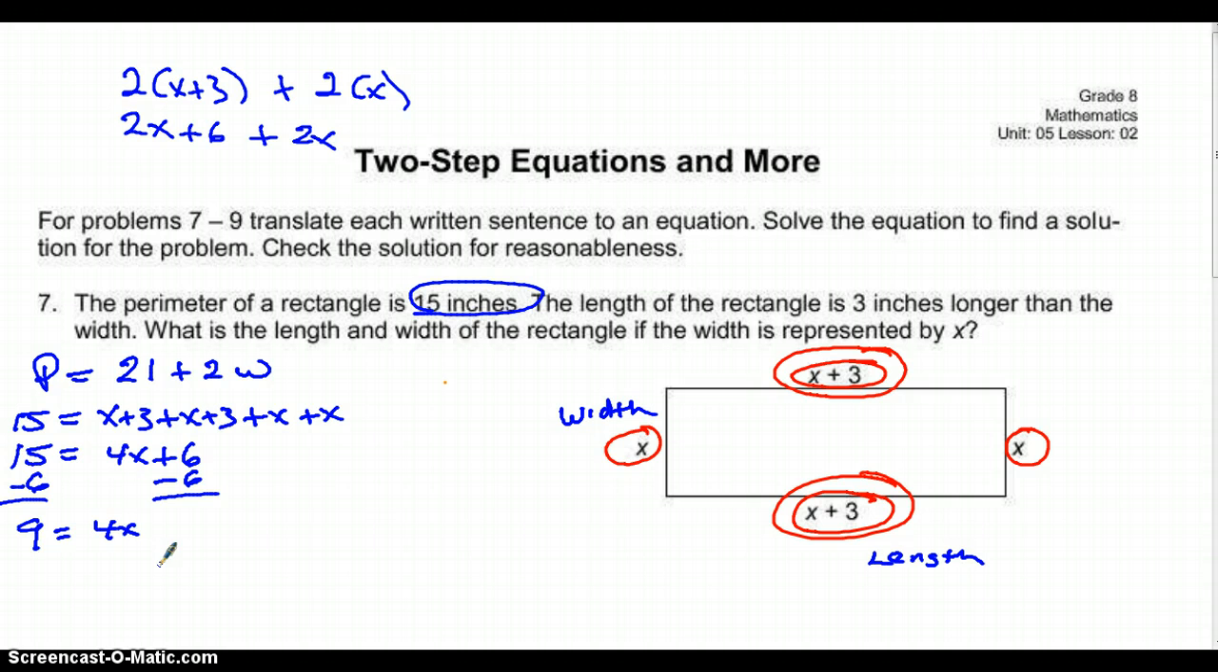So now I need to what? Divide by 4. That's going to give me 1x. So x will equal, and let's see, do we need to do some work here? I think we will get 4 and 1/4.